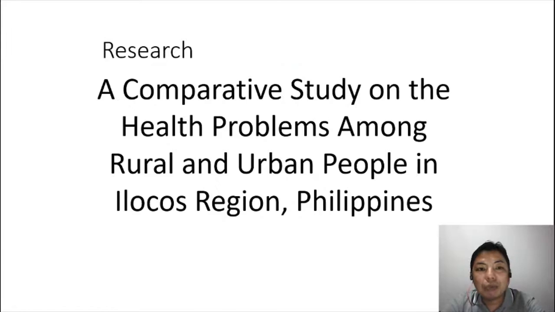And the last one is a research. So the title of the research is a comparative study on the health problems among rural and urban people in Ilocos region, Philippines. Again, same question. Just by looking at the title of the research, can you actually tell what the research is all about?